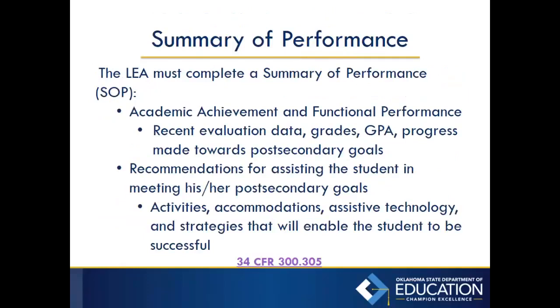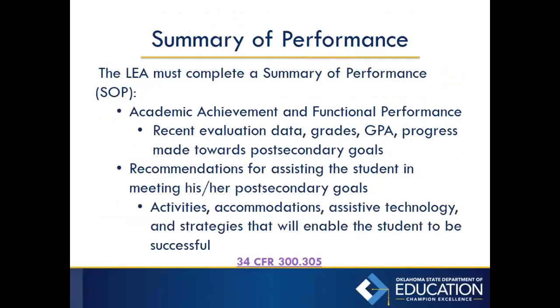This should include academic achievement and functional performance information, so information like recent evaluation data, grades, overall GPA, progress made toward reaching the post-secondary goals, and just as importantly, recommendations for assisting the student in meeting his or her post-secondary goals. So what activities, accommodations, assistive technology, and strategies will enable the student to be successful.